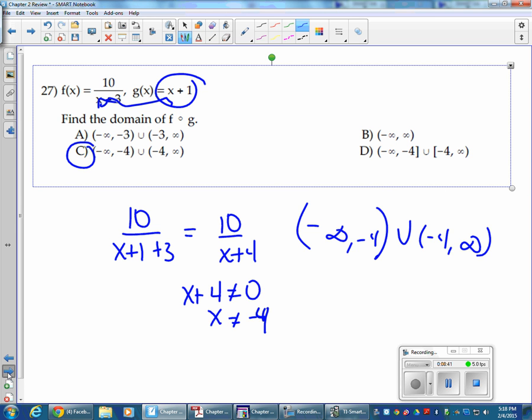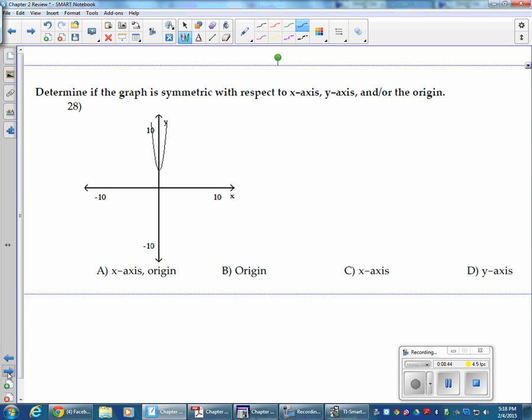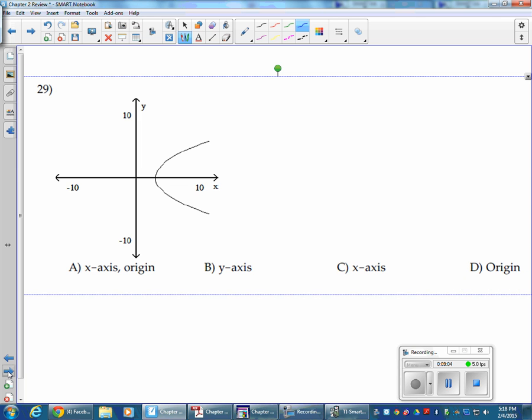All right, number 28, determine if the graph is symmetric with respect to the x-axis, the y-axis, and or the origin. This is the y-axis, this is the x-axis. So if you'll look, this y-axis, if I could draw a straight line, is splitting this graph in half. So this is symmetric to the y-axis. All right, next one. Here is my x-axis, they tell me right here, x-axis. So if you'll look, this is splitting it in half. If I folded it over, it would match.